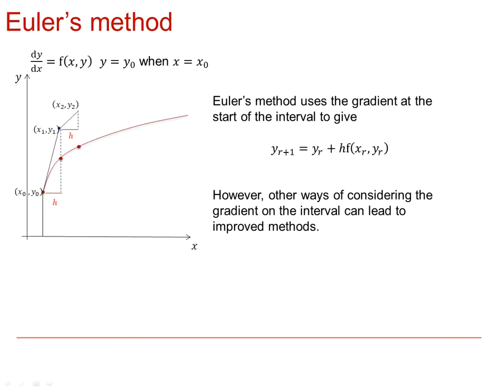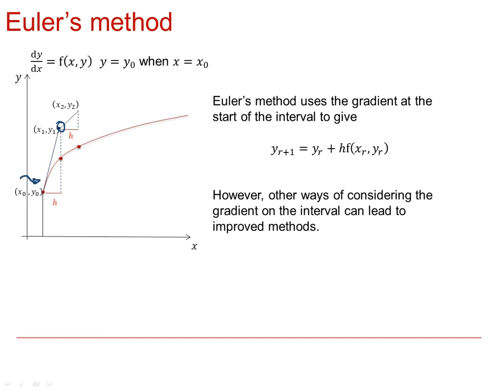In a previous video, we looked at Euler's method for approximating the solution to differential equations, and that used the idea of the gradient of the function at the beginning of an interval, and using the approximation that we could use a straight line across the interval instead of the curve to give us the value of y1 and then successively y2, etc.